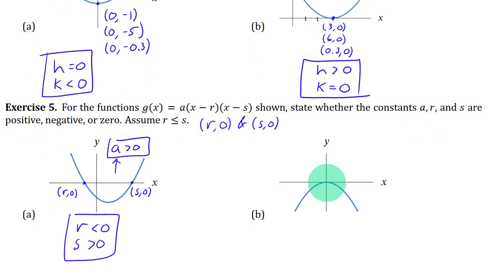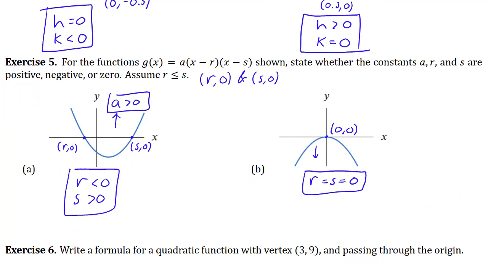Okay, with this one, let's see. In this case, r and s must be the same. There's only one x-intercept, and it's actually at 0. So we only have the point 0, 0 here. So in this case, r equals s, it must be equal to 0. And how about the a? Well, this one's opening downwards. If it's opening downwards, the a must be negative.